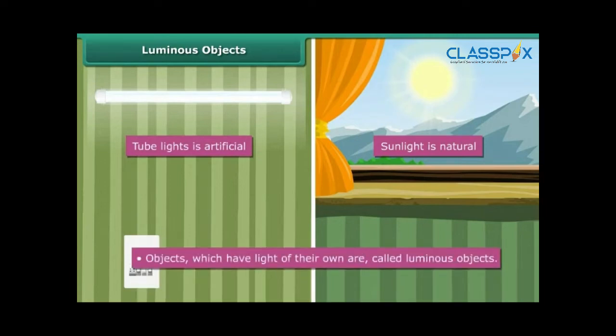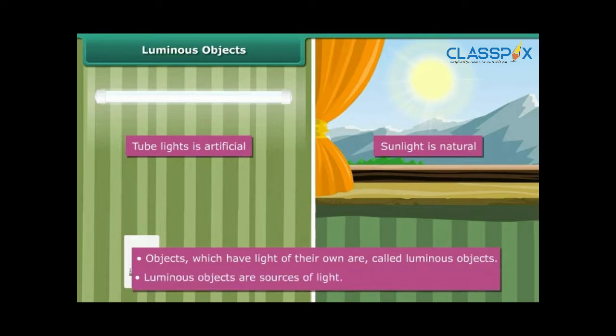Objects which have light of their own are called luminous objects. Thus, in our example, both sun and tube lights are luminous objects. Sun is a natural luminous object and tube lights are artificial, man-made luminous objects. Luminous objects are sources of light.